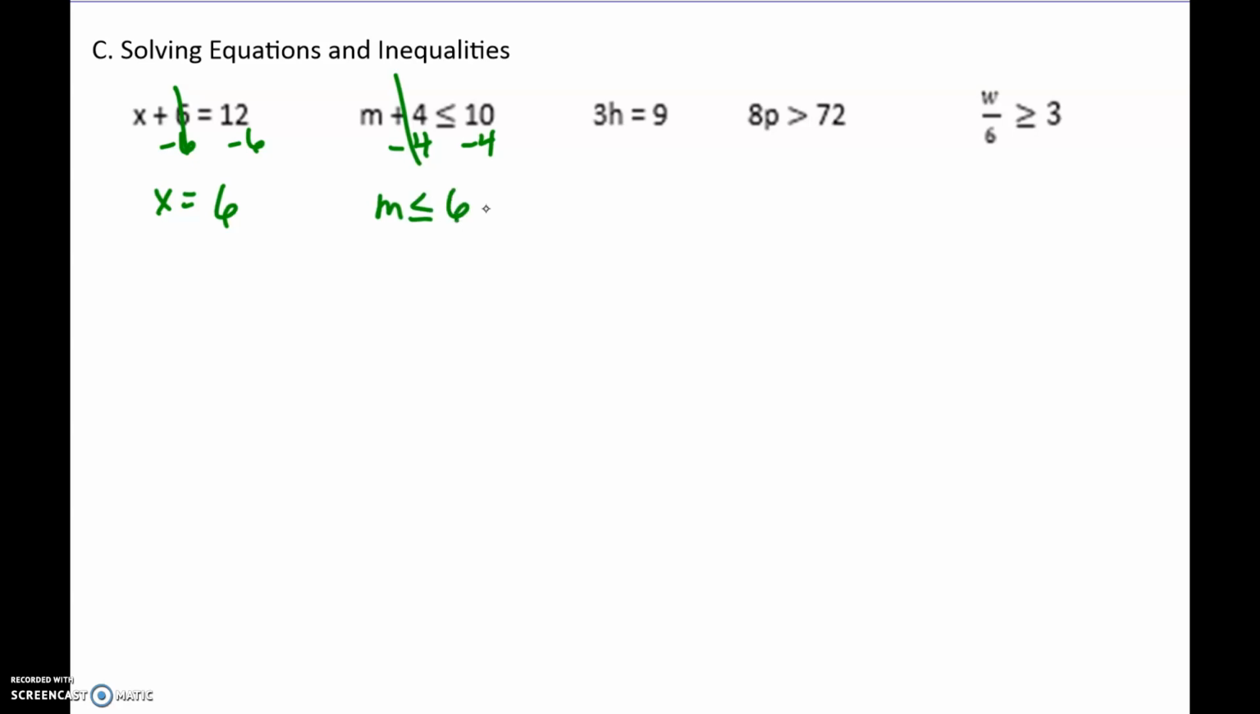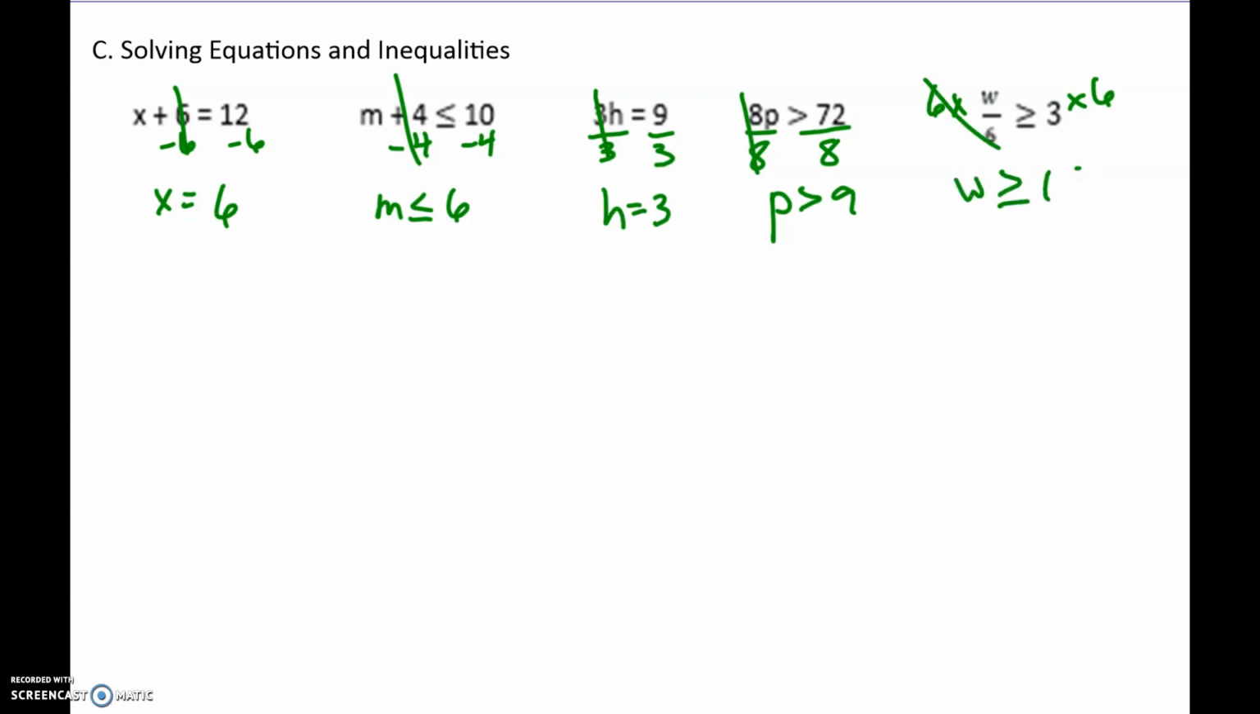The next one, 3 is being multiplied by h. So in order to get rid of that 3 in front of the h, we need to divide, the opposite of multiply. Here, same thing. We divide both sides by 8 to get p by itself. And the last one, we see w is being divided by 6. The opposite of divide by 6 is multiply by 6 on both sides. Okay, so we see solving inequalities uses the same steps as solving equations.